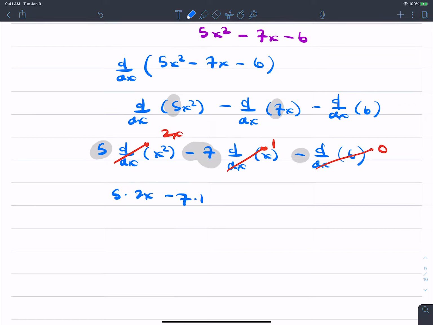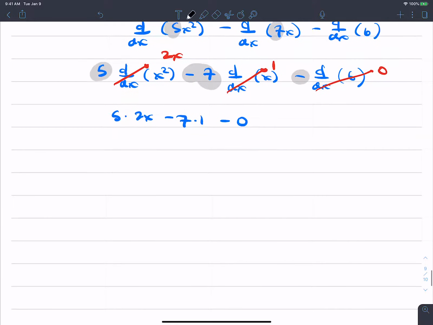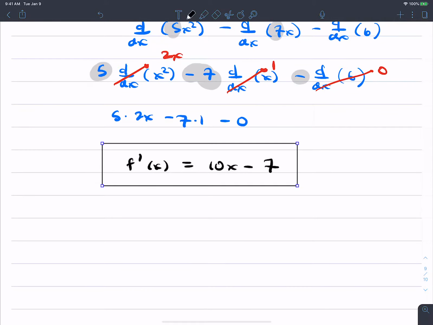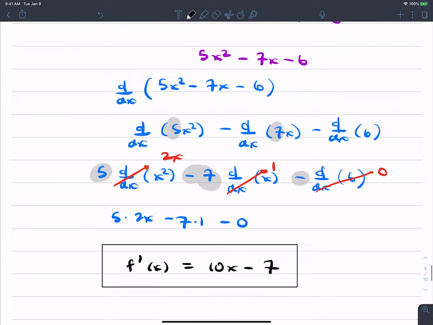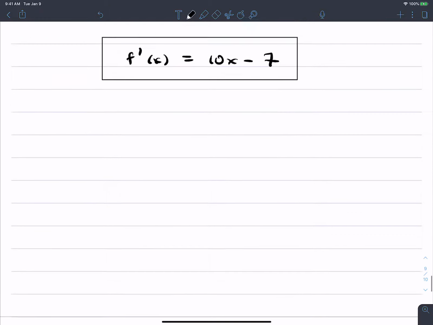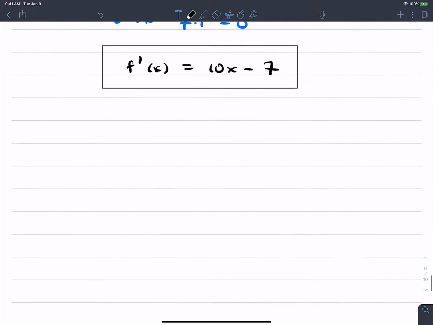Let's get the computer back. Minus 0. F prime x is 10x minus 7. And there it is, ladies and gentlemen. 10x minus 7. You know, it's where we simply use our multiplication skills, FOIL, beginning algebra skills. Let's give you another function.